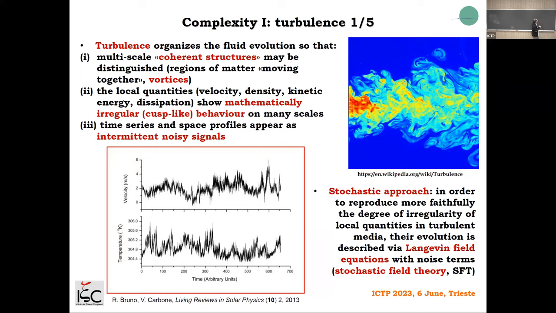The local quantities, and this is very important, like velocity, density, kinetic energy, or dissipation in non-ideal fluids, show mathematically irregular behavior. If you describe them with local quantities, these are non-differentiable almost everywhere. They have spikes. They are really wild, like these plots I have reported of the velocity of the solar wind and of its temperature from this beautiful review of Bruno and Carbone.